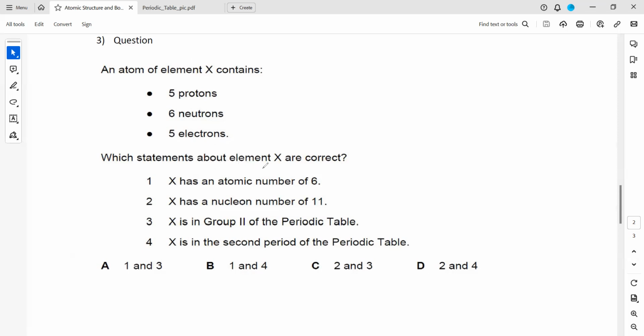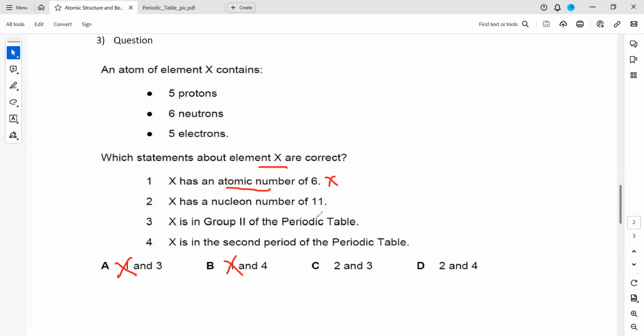So which statements about element X are correct? X has an atomic number of 6, the atomic number or the proton number, but it should not be 6. It should be atomic number 5. So statement 1 is wrong. So any option with statement 1 is incorrect. So A and B cannot be an answer.